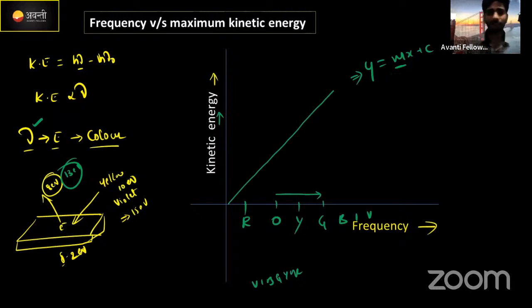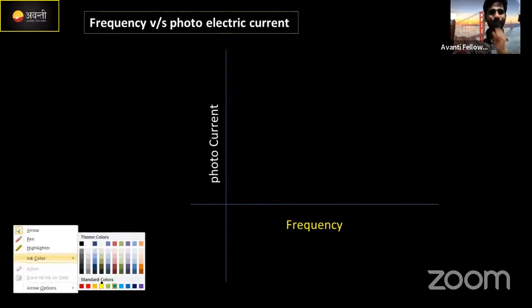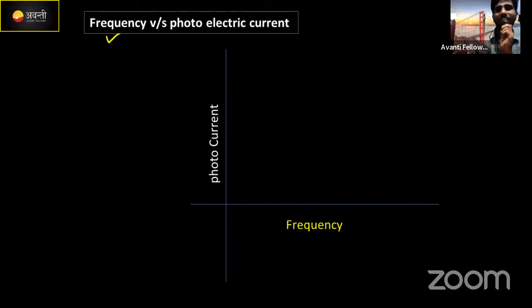Okay, if it is clear, right? Is it clear? This is frequency versus kinetic energy. Note it down. Next, frequency versus photoelectric current. What if I ask you this question: if I change the frequency, does the photoelectric current increase or decrease?